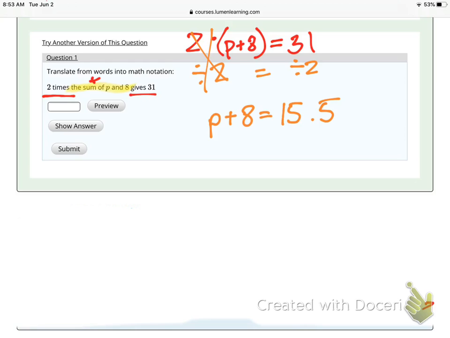And now I want to isolate that P, so I'm going to take away 8 because this is plus 8, so I do the opposite. Minus 8 equals minus 8. Those 8s go away. P is equal to 15.5 minus 8, which is 7.5. Why it's that answer, I don't know, but whatever. They're not being nice to us.